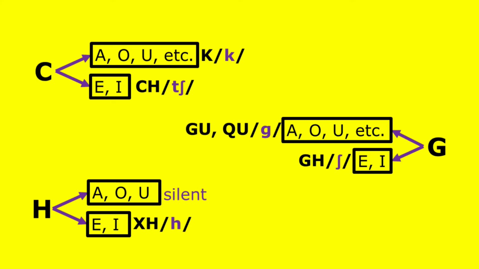But with E and I, it will make the sound "hi, ho, hey". And if you want the sound H, you're supposed to use XH. So soon you'll see why.